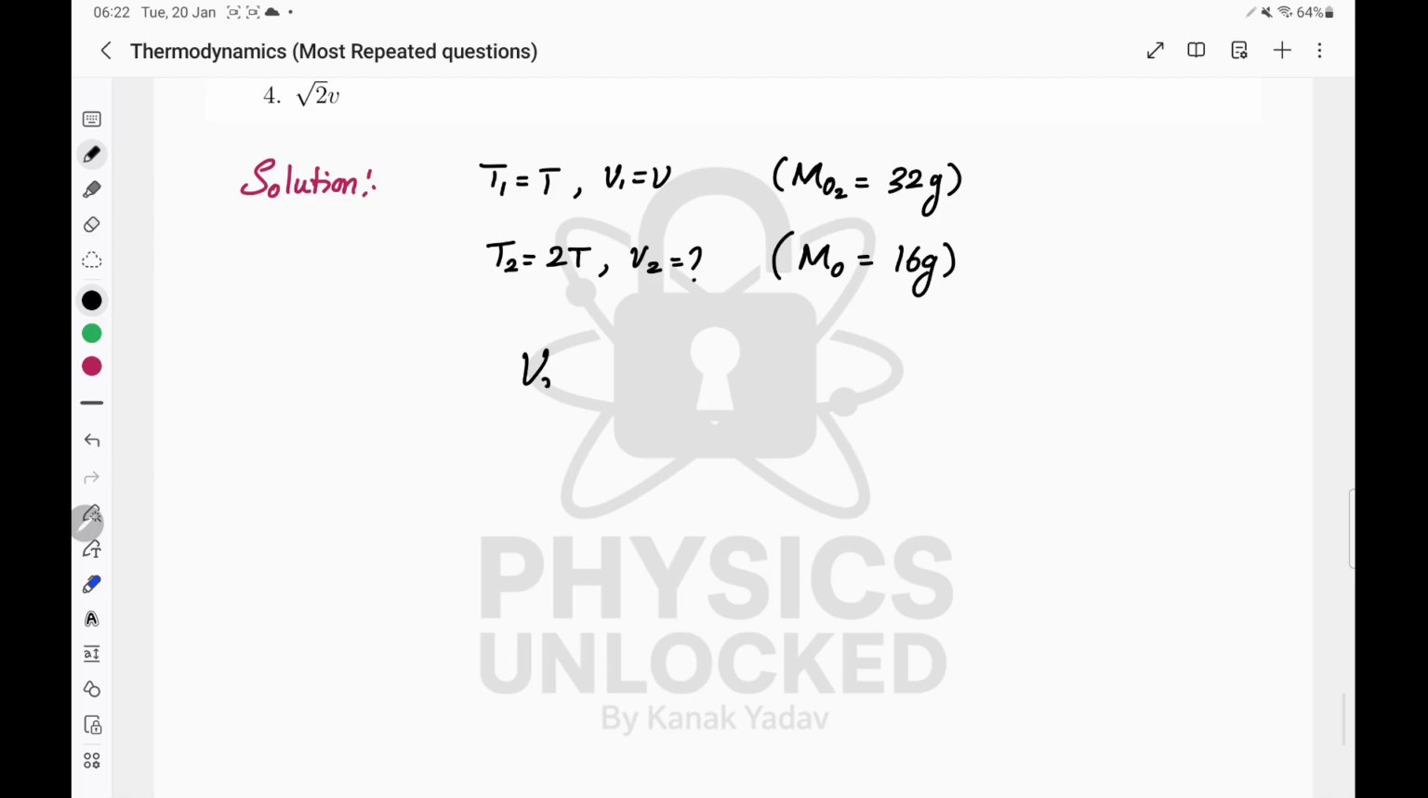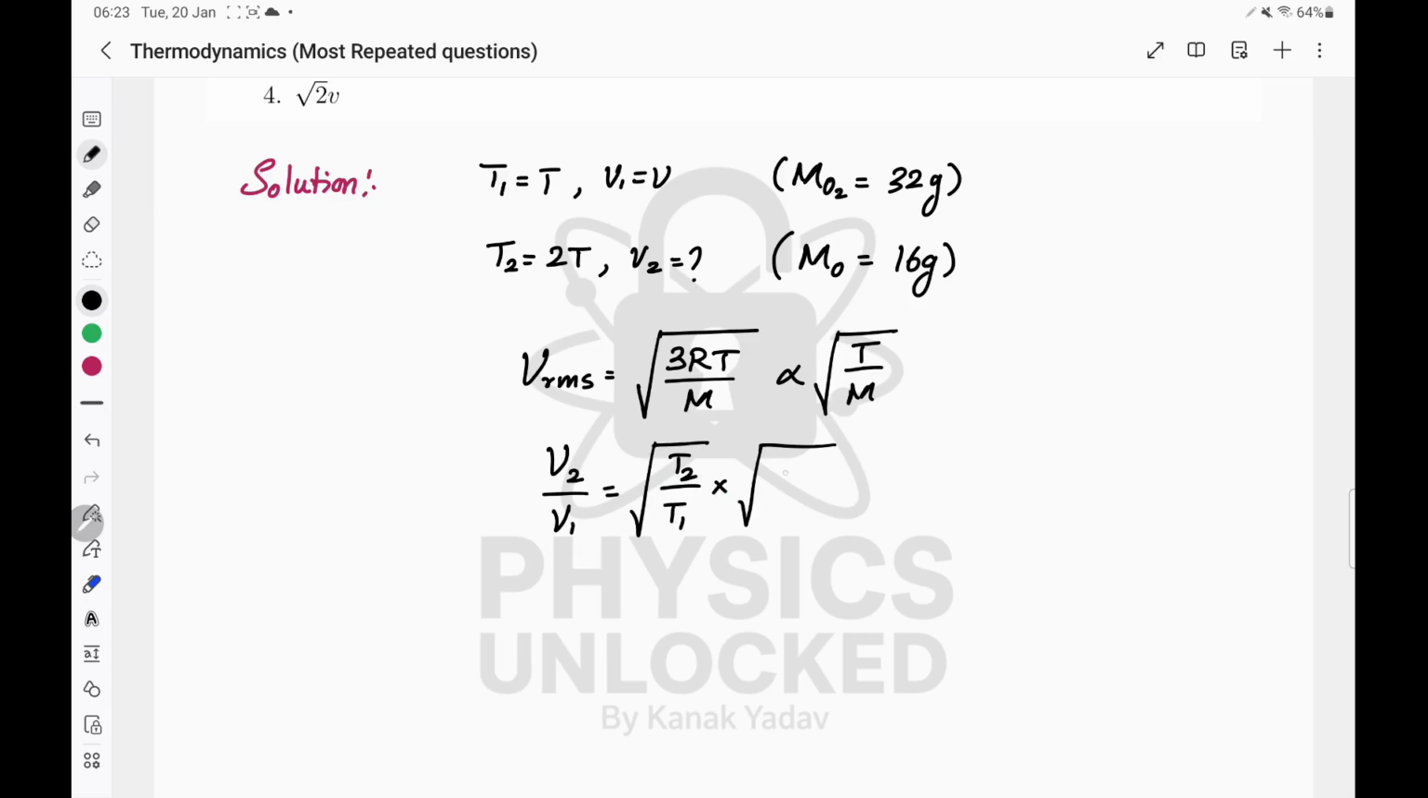So recalling that VRMS is root of 3RT by capital M, we can use the proportionality that this is proportional to root T by M. We can do V2 divided by V1 is equal to root of T2 divided by T1 into root of M1 divided by M2. Now this is clearly our M1 and this is clearly our M2.